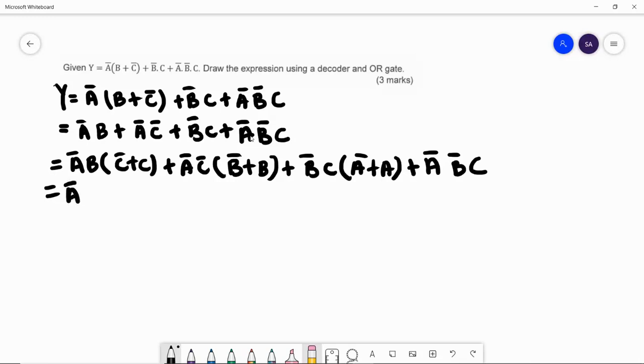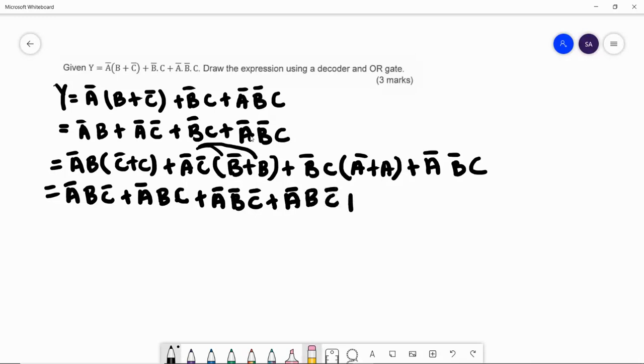So dia jadi A bar B C bar plus A bar B C, plus A C bar B bar. So jadi A bar B bar C bar plus A bar C. Kita ikut alfabetik lah, senang nampak. So A C bar plus B darab kita kembangkan. So A C bar kita susun lah ikut alfabet. So A B bar C bar plus A bar B C bar plus A bar B bar C plus A B bar C plus A bar B bar C.